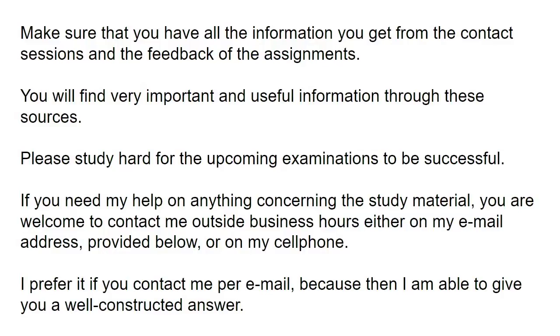Please study hard for the upcoming examinations to be successful. Start now. Start now. Don't wait 2 weeks before the exam. You won't finish your work. You won't be able to remember everything. Start now with summaries. Start now with studying. Only if you do 1 unit a week, you will be able to finish by the time. You will be able to do revision of your work.